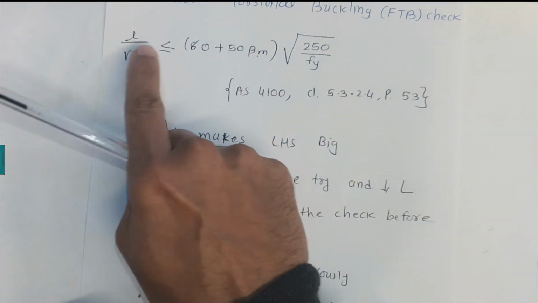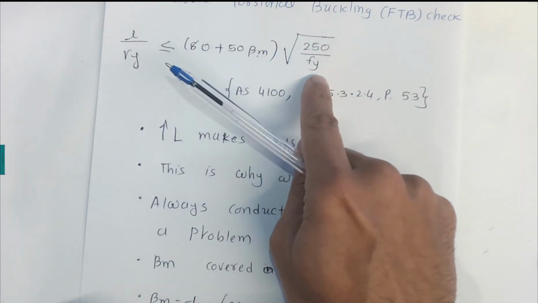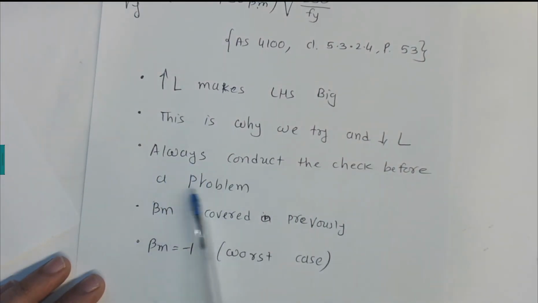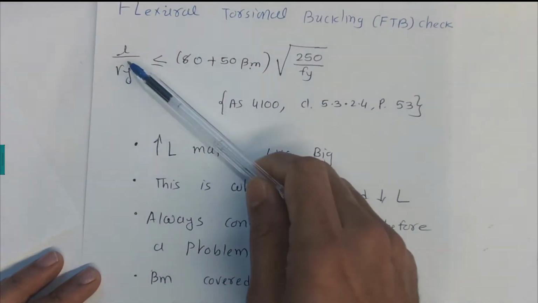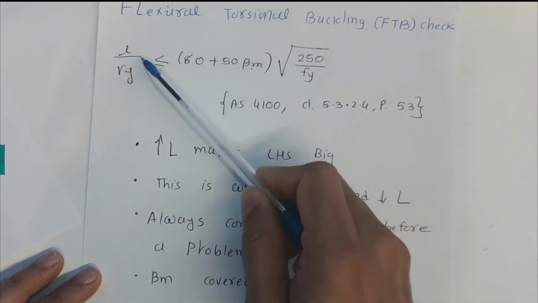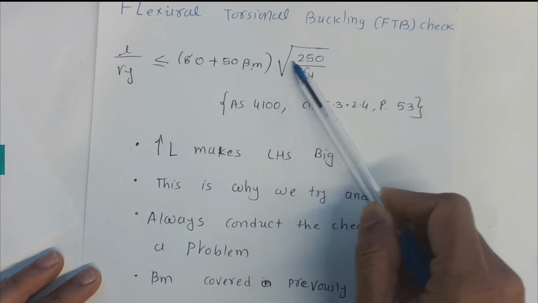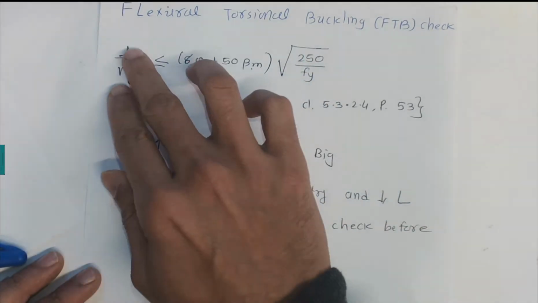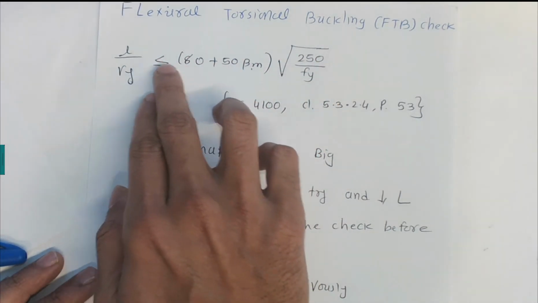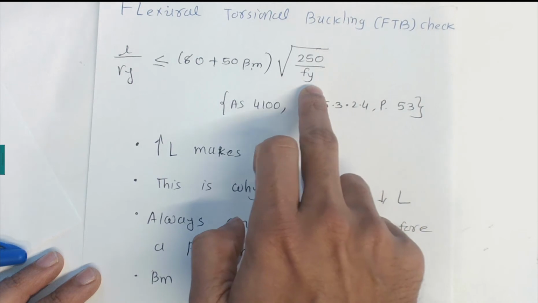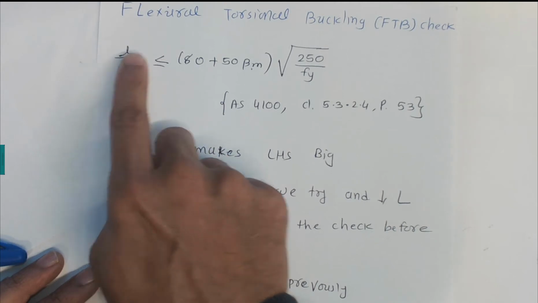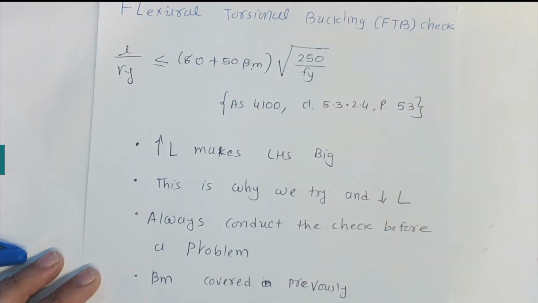But if the L over Ry ratio is greater than 80 plus 50 beta m times 250 over Fy, then flexural torsional buckling will occur. We always conduct this check before a problem. So we always check whether L over Ry is less than or greater than 80 plus 50 beta m times 250 over Fy. If the left hand side is greater than the right hand side, flexural torsional buckling will occur. If the left hand side is less than the right hand side, flexural torsional buckling will not occur.